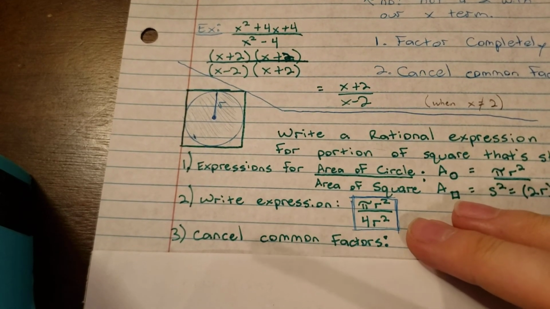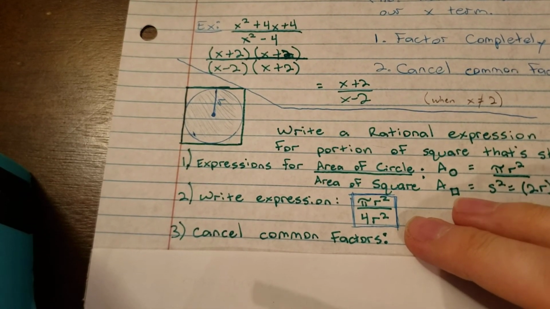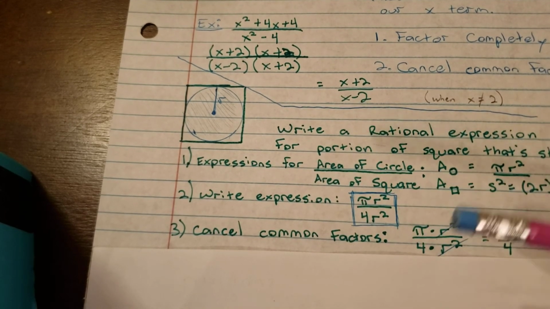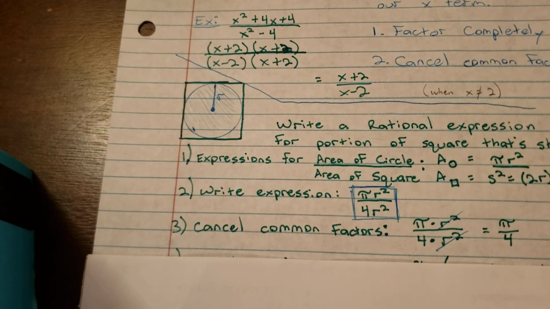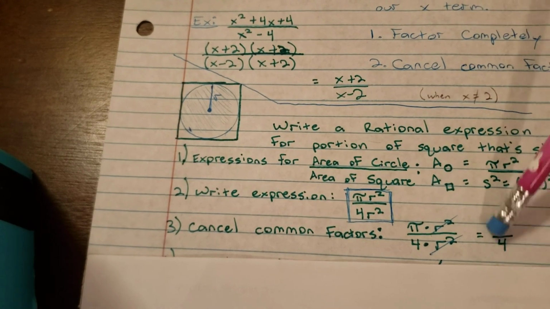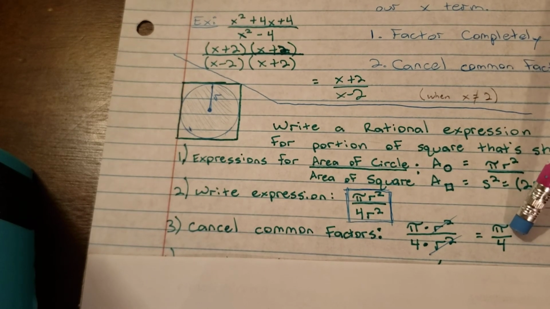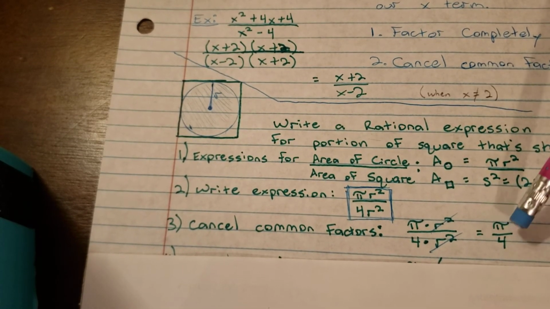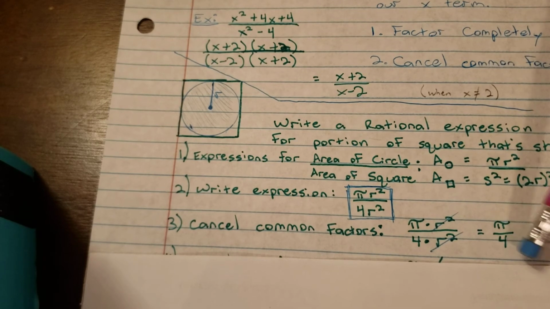Step 3 is to cancel common factors. Well, our radius is the common factor, or rather our radius squared. So the ratio, the proportion that is shaded compared to what is not shaded is pi over 4.